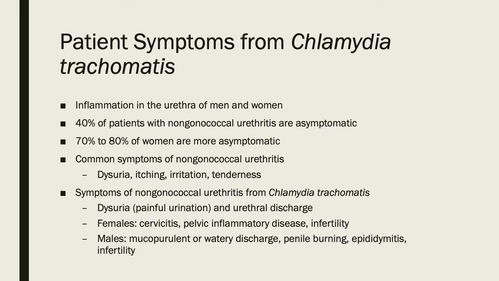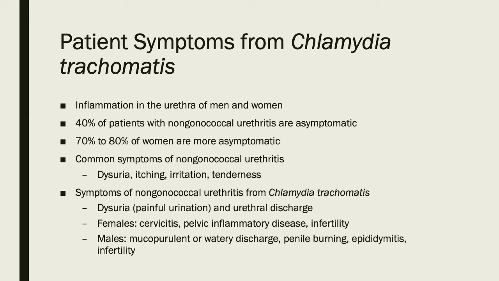Chlamydia trachomatis is the most prevalent sexually transmitted bacterium that causes nongonococcal urethritis in men and women. The disease causes mild symptoms and is commonly asymptomatic. In fact, roughly 40% of all patients diagnosed with nongonococcal urethritis are asymptomatic. On top of that, 70 to 80% of women are reported asymptomatic.